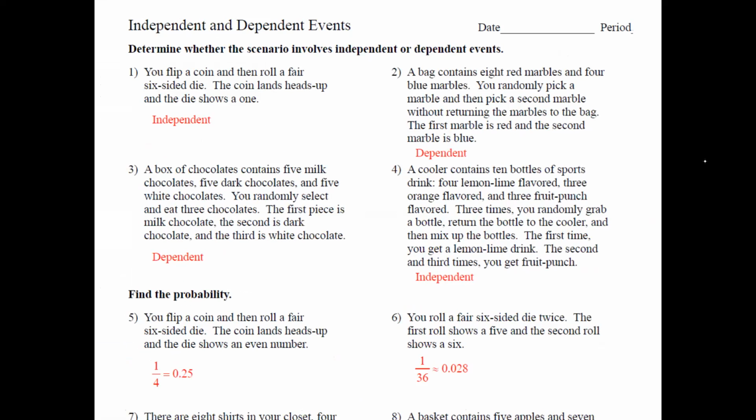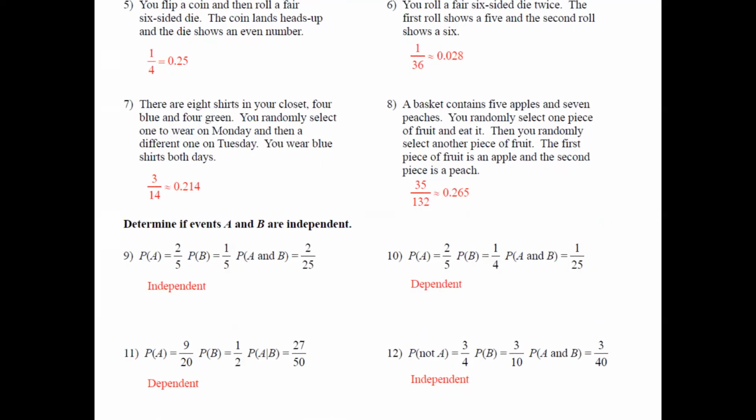So with the independent, dependent events, I can go ahead and share with you guys the answers. Make sure you read them and you understand whether they're dependent or independent. Here are numbers 5, 6, 7, 8, 9, 10, 11, and 12.